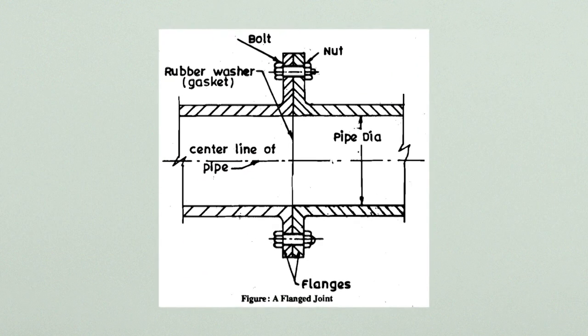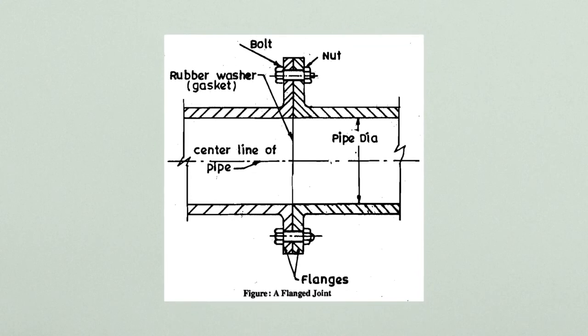Here we are seeing the picture of a flange joint. Here the two flange pipes are joined close together, and in between a rubber washer is provided. This is known as a gasket, and it is tied with the nut and bolt.